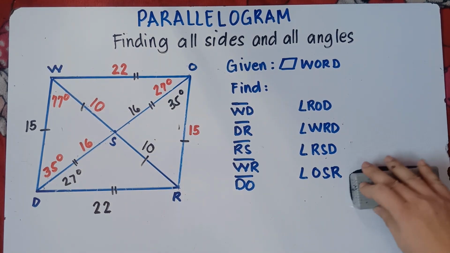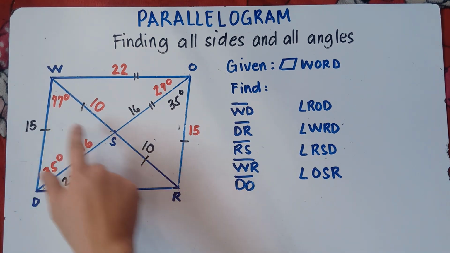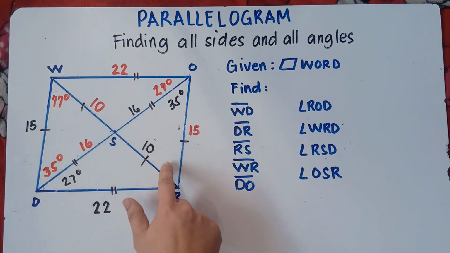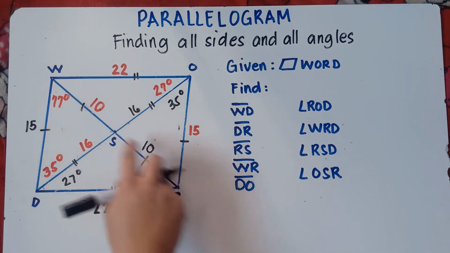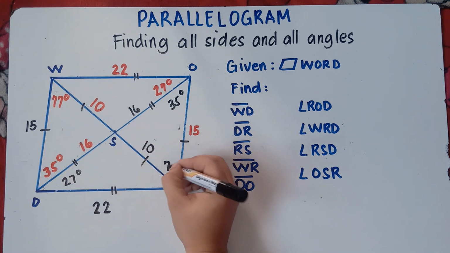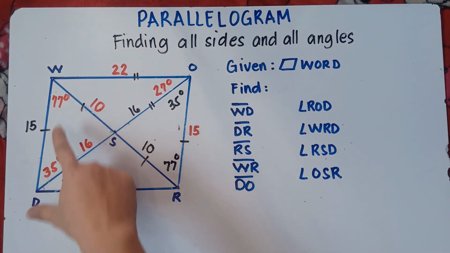Alright, now if you have this 77 degrees, therefore, by alternate interior angles, this will be 77. Okay, so this will be 77 degrees. Alternate interior angles are congruent. So this is 77 degrees. Alright, so almost done. So we have 77 and 35.